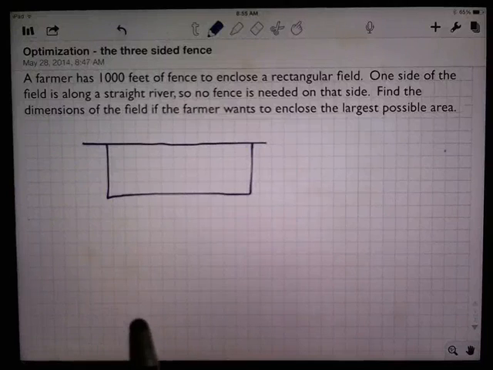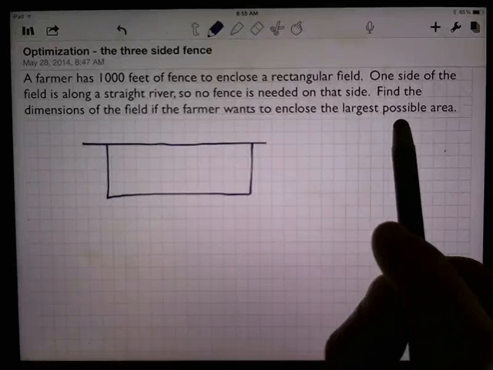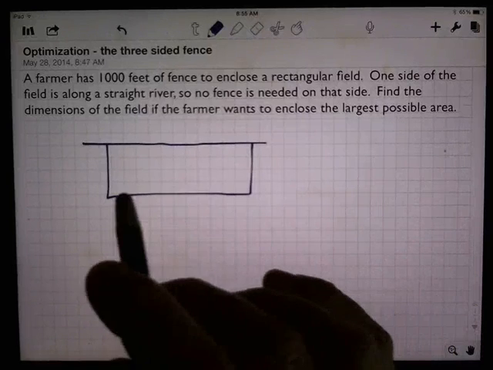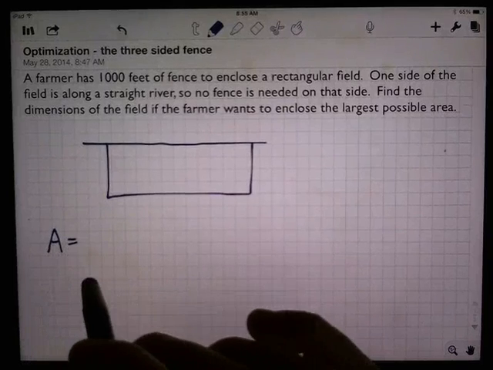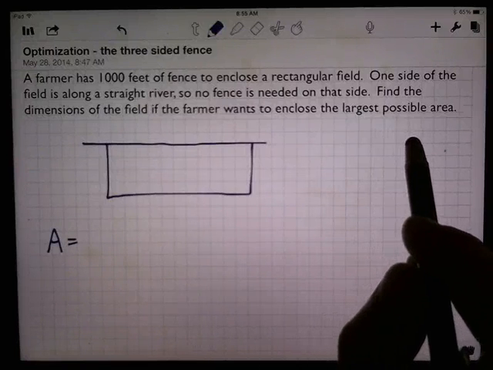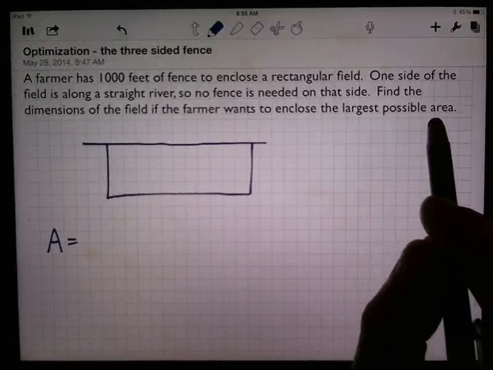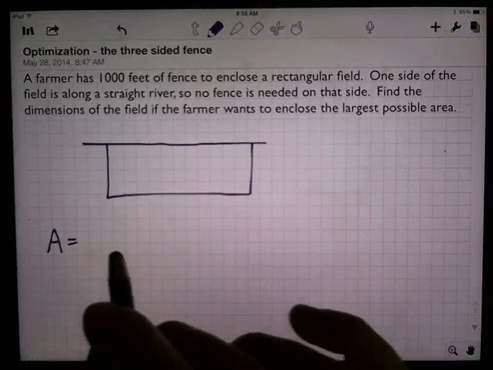Now, a couple things I notice. One is it says you want to enclose the largest possible area. And in any of these optimization problems, you establish what's called the objective function. What is the thing you're trying to get the most out of, or the least from? In this case, we want the most possible area, the largest possible area. So my objective function is area, and I need area equals something. Okay.